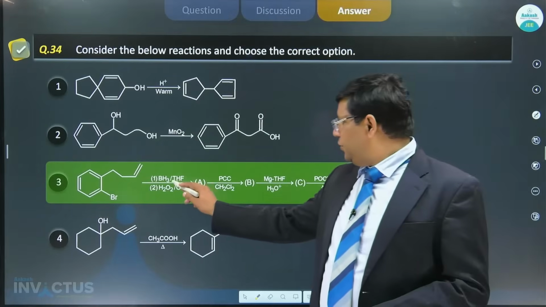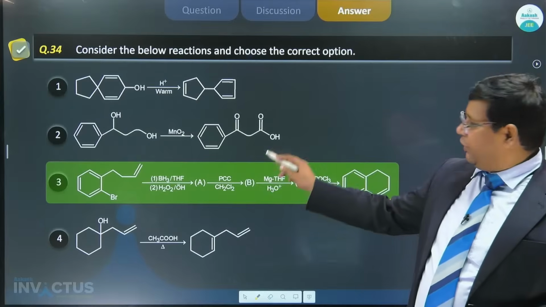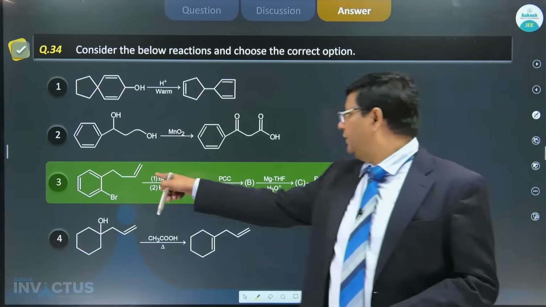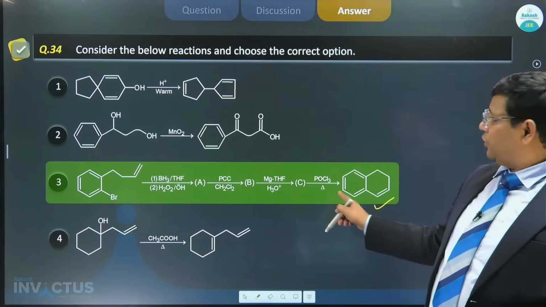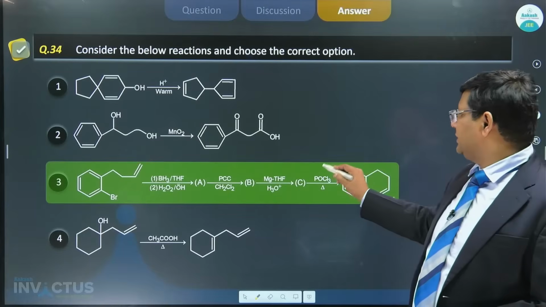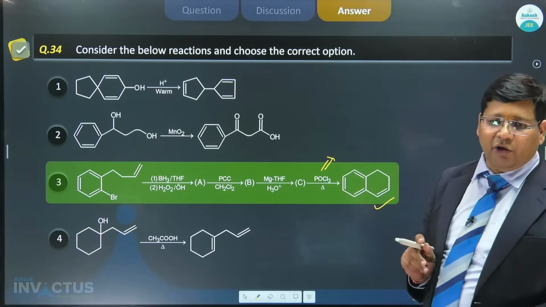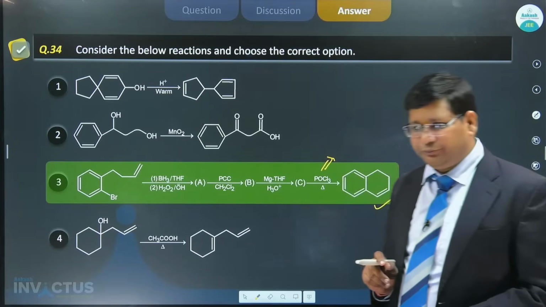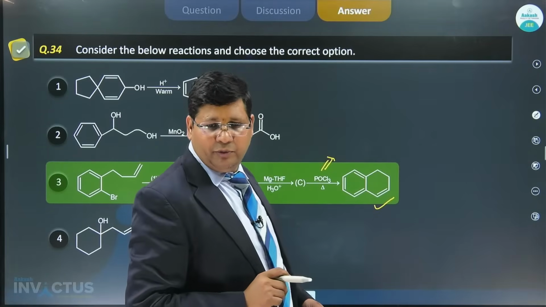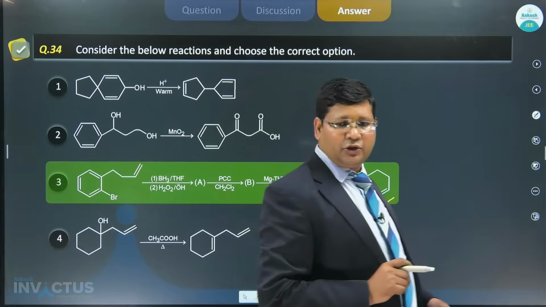So first hydroboration and followed by oxidation, followed by Grignard formation and intramolecular nucleophilic addition. Then the alcohol will be dehydrated by POCl3 to get the conjugation. So POCl3 is a dehydrating agent. It will follow the E2 path. Right? So Bihan, I hope you got this concept, right?